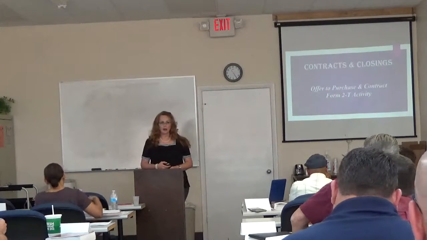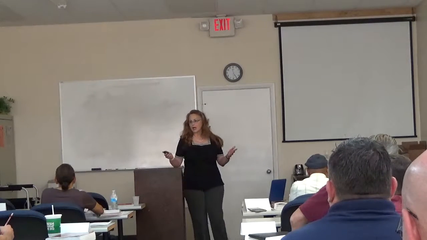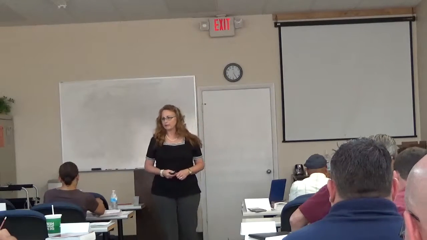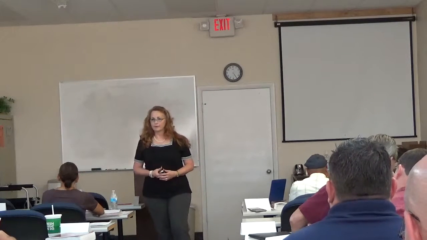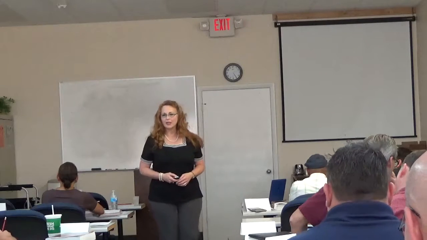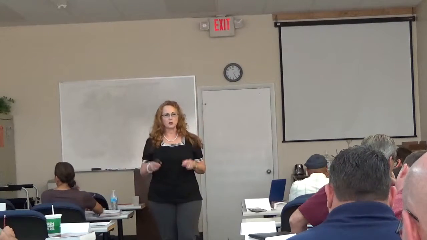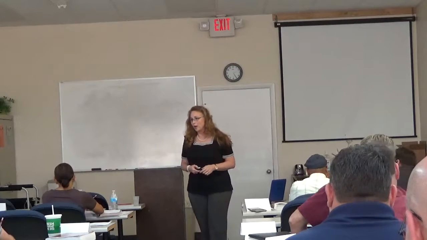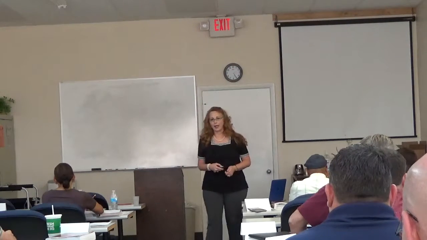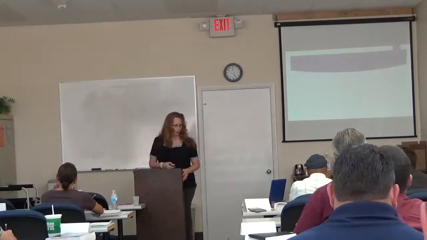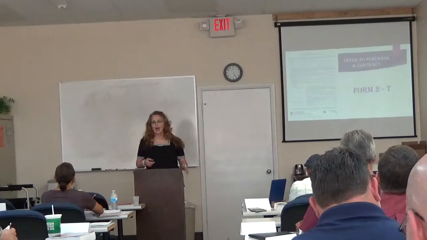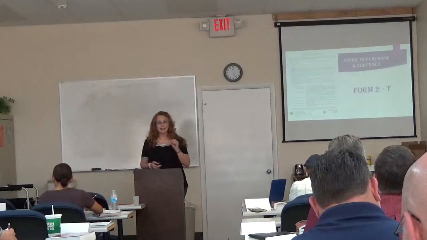If you were to do a contract on a property that was not residential property, but say it was for a vacant lot or land, what form would you use for that? 12T. The 12T, that is correct. So the 2T is for residential property, and the 12T is for a vacant lot or land. Now, this is the particular form that we had the opportunity to look at line by line earlier today. And now we're going to get into the scenario.